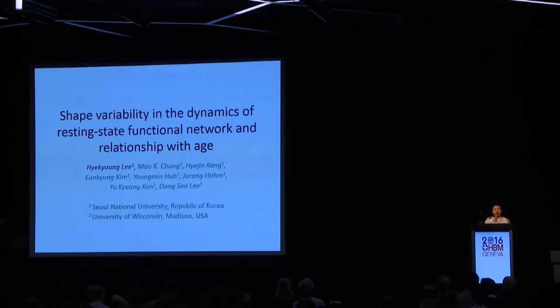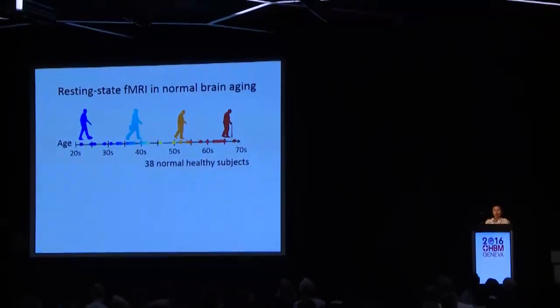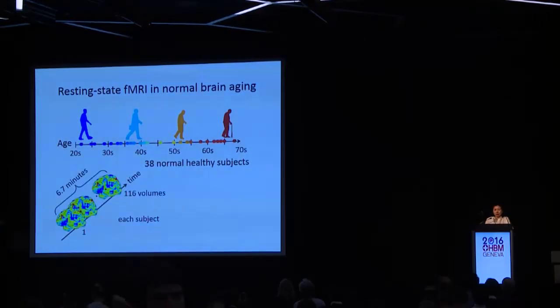In this presentation, I would like to talk about shape variability in the dynamics of resting state functional networks and the relationship with age. We have resting state fMRI data of 38 normal healthy subjects. The age of the subjects varies from 20s to 70s. Each subject has 116 volumes, measured over 6.7 minutes.